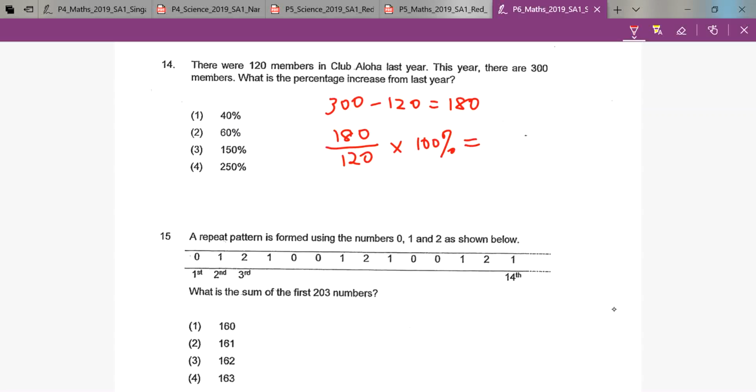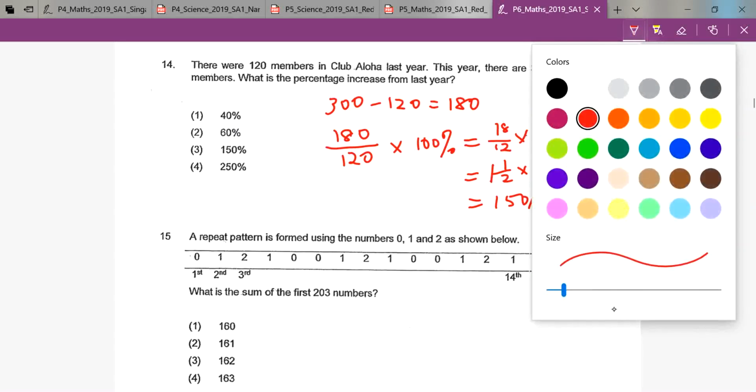Okay. Alright. Now you can simplify it. This one is basically 18 over 12 times 100. Simplify again. Alright, you're going to have basically 1 and 6 over 12, which is basically half, times 100. 1/2 times 100 is basically 150%. So answer is 3. Okay.